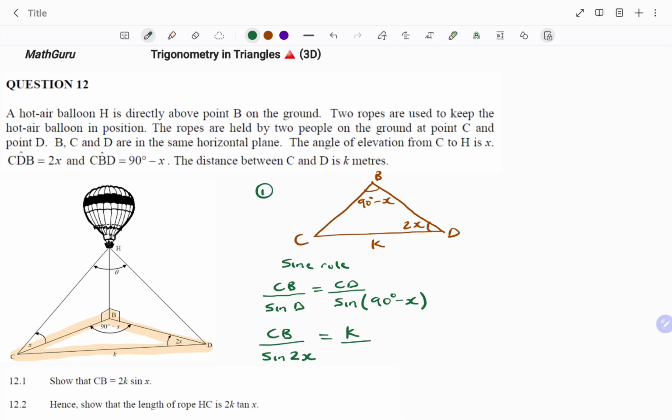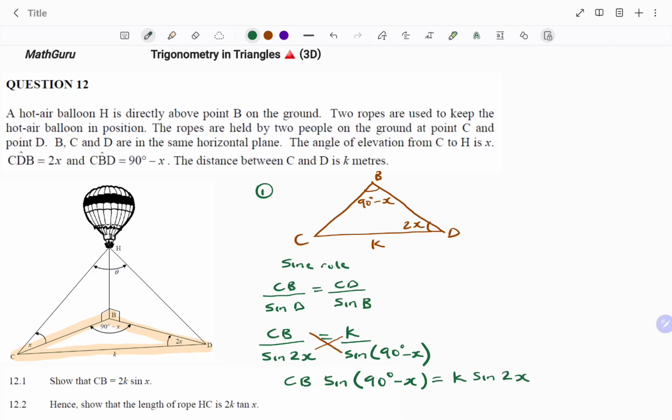I'm going to use my cofunction. Or, to make it easy for you to understand, I'm going to change that to sine of B, and then fit in the value in the second statement, that's sine of 90 degrees minus x. Now that I have that, the next step is what I call cross multiplication. That is, the denominator on one side multiplies the numerator on the other side, as shown. That converts it to a linear equation, which states that CB times sine of 90 degrees minus x is equal to k times sine of 2x.